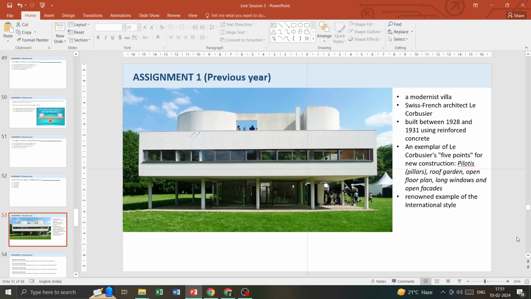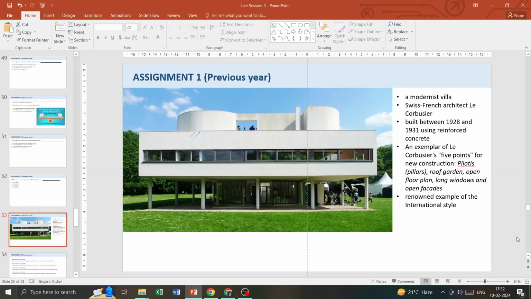It's an example of Le Corbusier's 5 points for new construction, which includes pilotis, roof garden, open floor plan, long windows, and open facades. So Le Corbusier gave these 5 points of new construction in one of his theories, one of his concepts, which included that these 5 elements should be there.